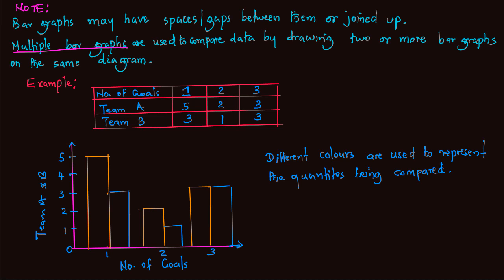This can be drawn to show the performance of both teams A and B, so that we have this for team A, this is team B. Team A, this is team B. Team A, this is team B. So from the graphs, we are able to compare the performance of the two teams.